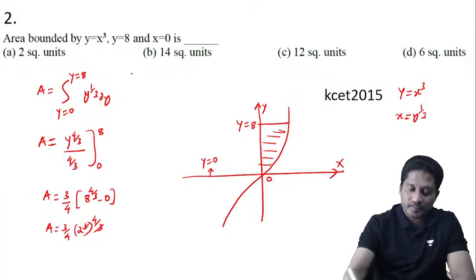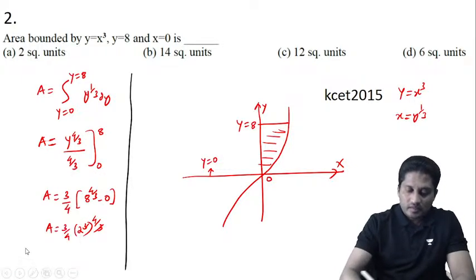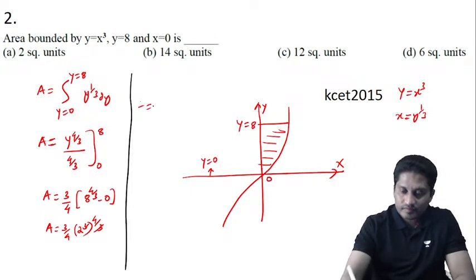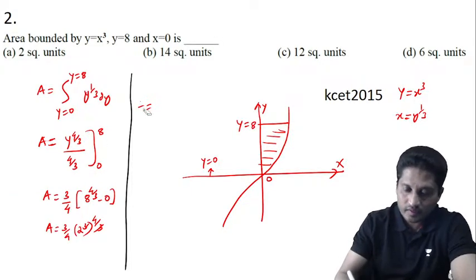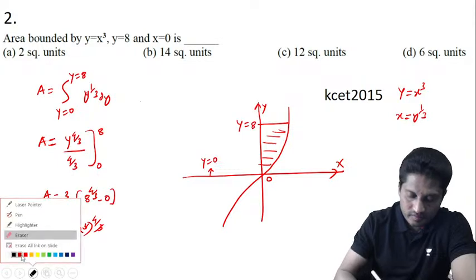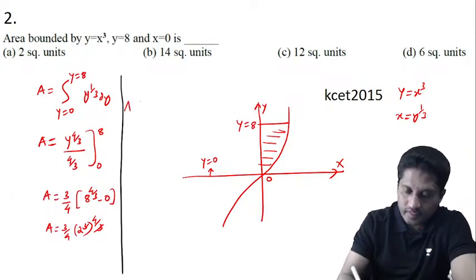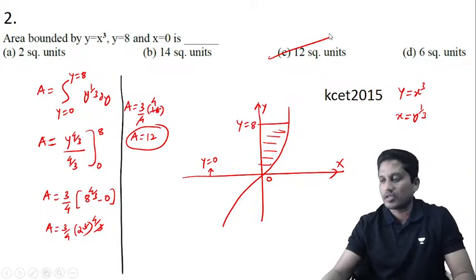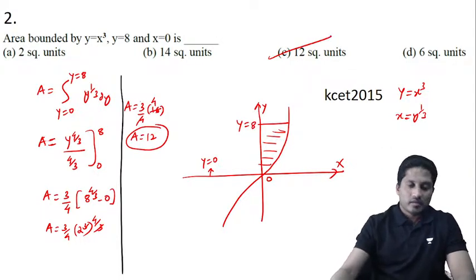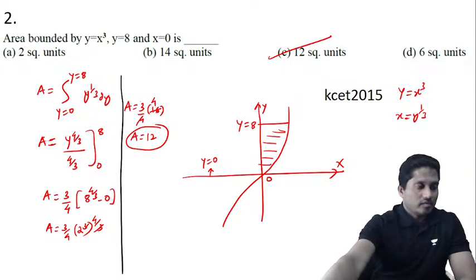Now if I simplify this, area is equal to 3 by 4 times 2 power 4, which is 16. This will cancel 4 times. 4 into 3 is 12. So you get 12 square units. Answer is option C. 2015 question. Alright, let's move to the next question.